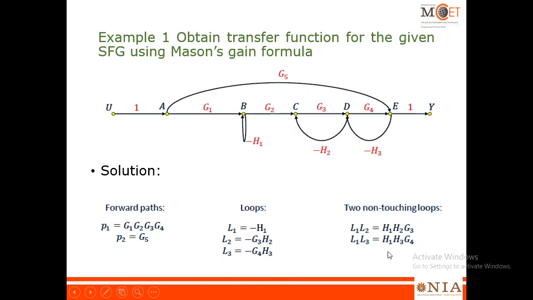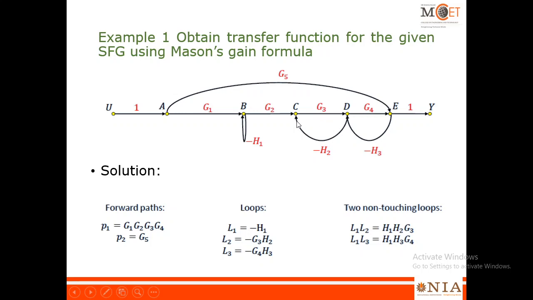The second term: in this signal flow graph you have to identify whether there are any two loops which are not touching each other. If you look, there are only three loops, so our work is simple. There are two loops here which do not touch each other. These two touch each other at this point D, whereas this loop and this loop do not touch each other. So this is one pair. Another pair will be this loop and this loop, which do not touch each other. So there are two pairs of non-touching loops.